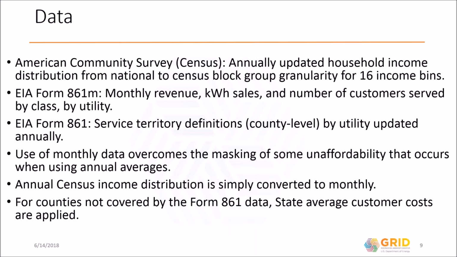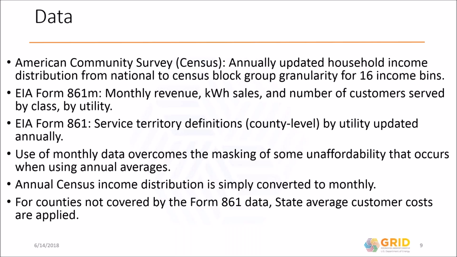The metrics PNNL has estimated are calculated using only public data sources. Ideally, we would have actual customer bills matched with the customer's household income to get the most accurate reflection of the cost burden. But in the absence of that, public data are used. Household income comes from the 16-bin distribution available in the American Community Survey update produced by the Census Bureau each year.